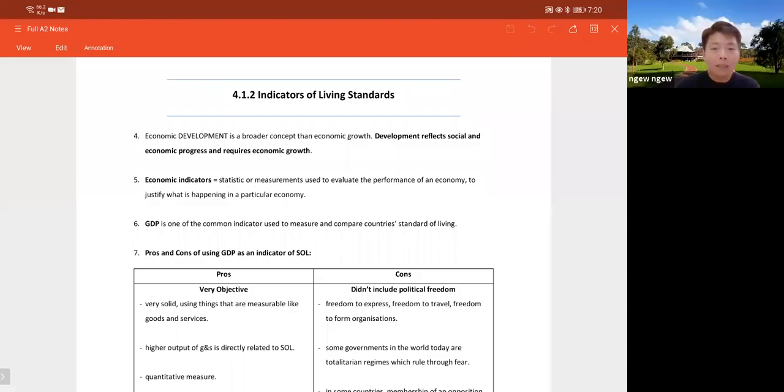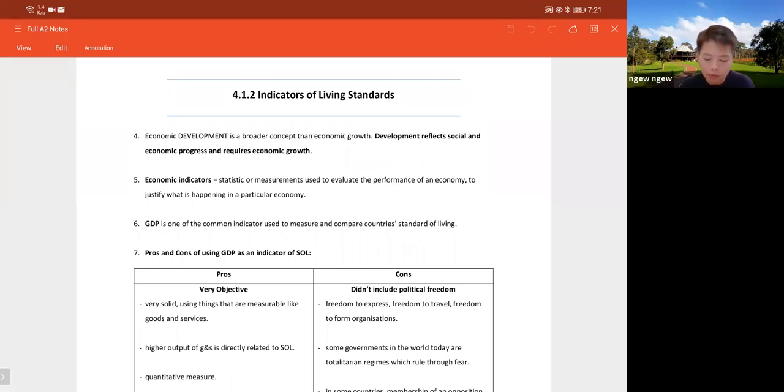Okay, so this is the second part. Just now in the previous part, we discussed what is meant by GDP and how to measure GDP. We also discussed that GDP is commonly used as an indicator for economic growth and also economic development. So this time around, we go in depth into how GDP can be used as an economic indicator for development and what other indicators can be used.